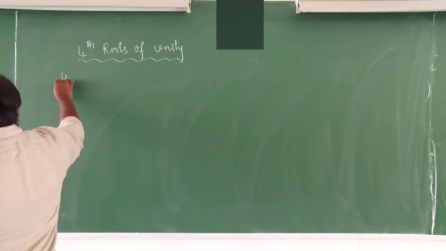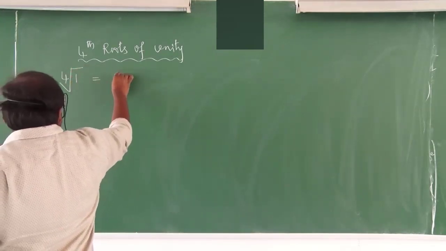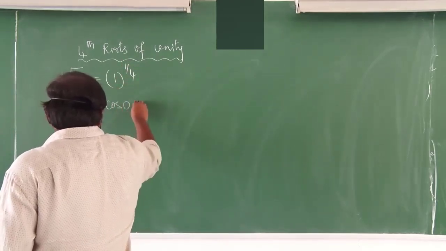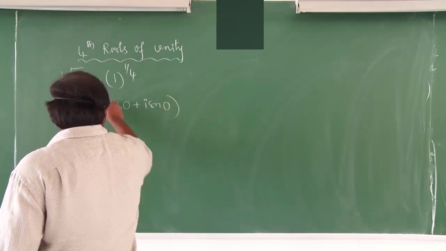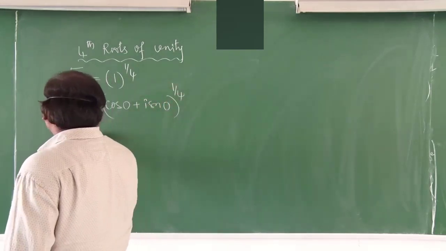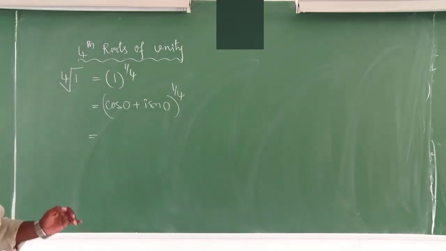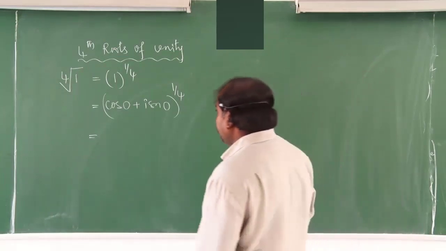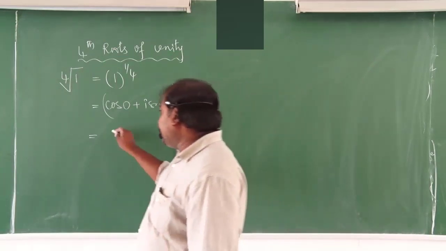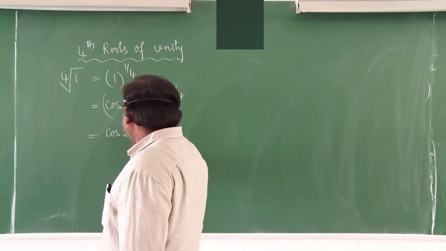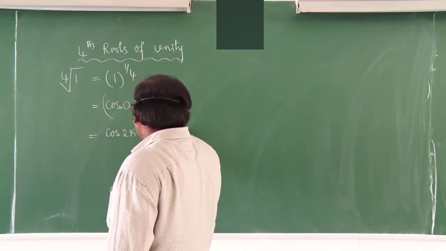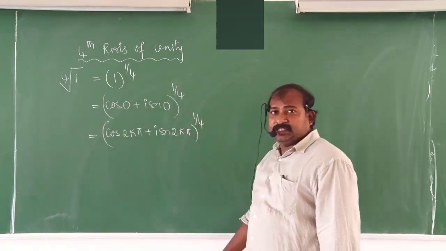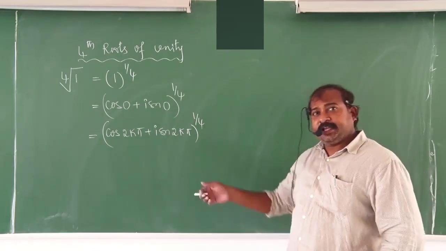So now we have to find the fourth root of 1. This is nothing but 1 to the power 1 by 4. This value I can write as (cos 0 plus i sin 0) whole power 1 by 4. Next, cos and sin are periodic functions, so I can write this value as (cos 2kπ plus i sin 2kπ) whole power 1 by 4.